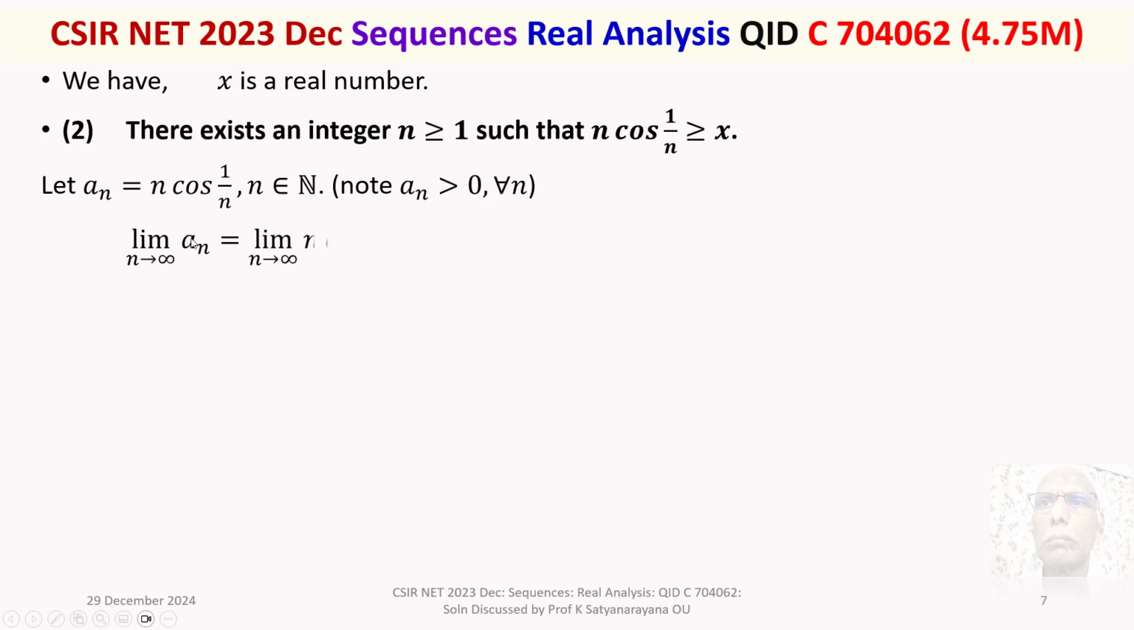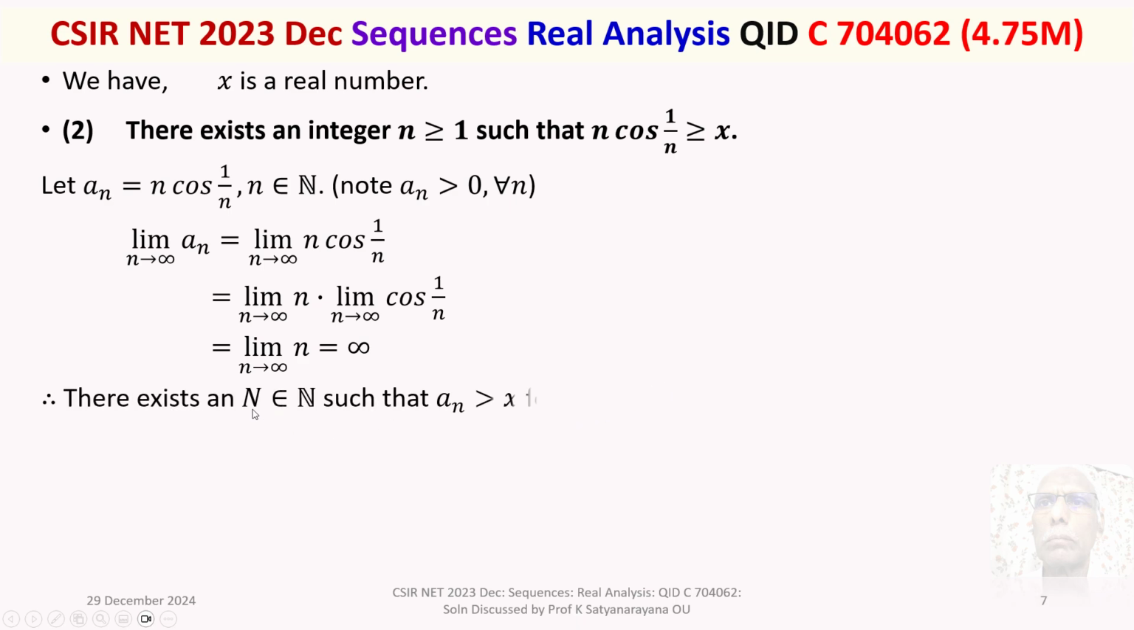The limit as n tends to infinity of a_n is the limit of n cos(1/n), which is the limit of n multiplied by the limit of cos(1/n). As n tends to infinity, 1/n tends to 0, and cos 0 is 1. So that will be the limit of n, which is infinity. Therefore, there exists a positive integer capital N belonging to the natural numbers such that a_n is greater than x for all n greater than or equal to N, and thus option 2 is true.